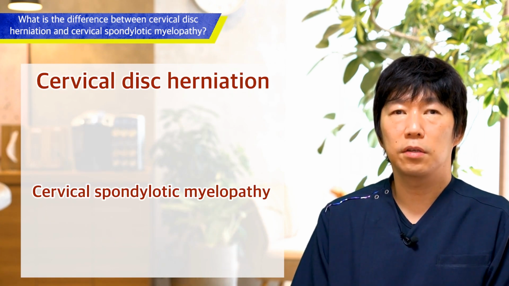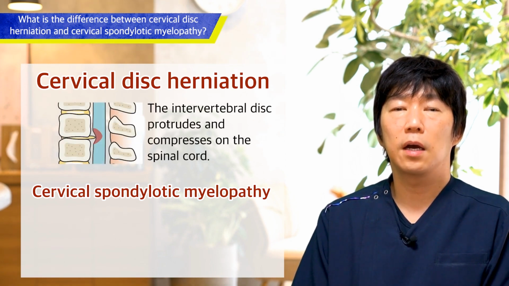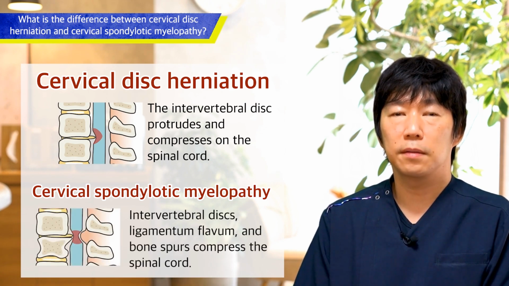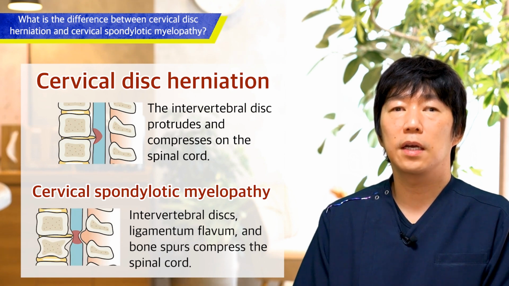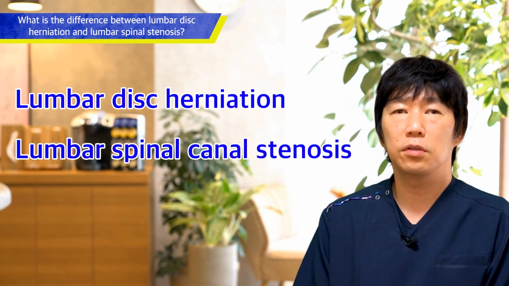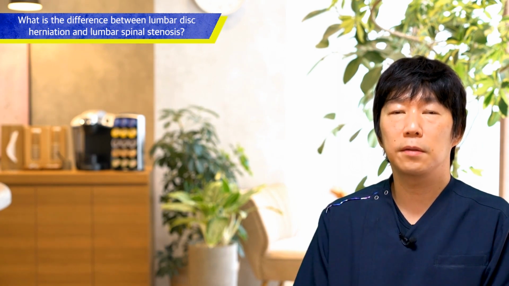In short, cervical disc herniation refers to the condition where the intervertebral disc protrudes and compresses the spinal cord from the front. Cervical spondylotic myelopathy involves the intervertebral disc or osteophytes. This refers to the condition where the spinal canal is narrowed by the ligamentum flavum and other factors, resulting in compression of the spinal cord. Now, regarding the difference between lumbar disc herniation and lumbar spinal stenosis, it is actually quite similar to the difference between cervical disc herniation and cervical spondylotic myelopathy.